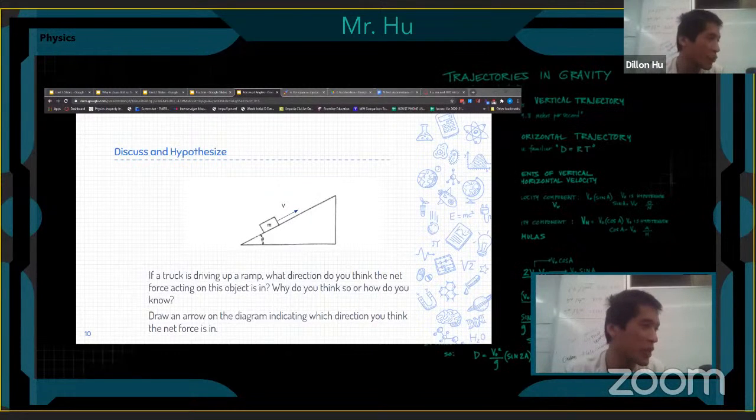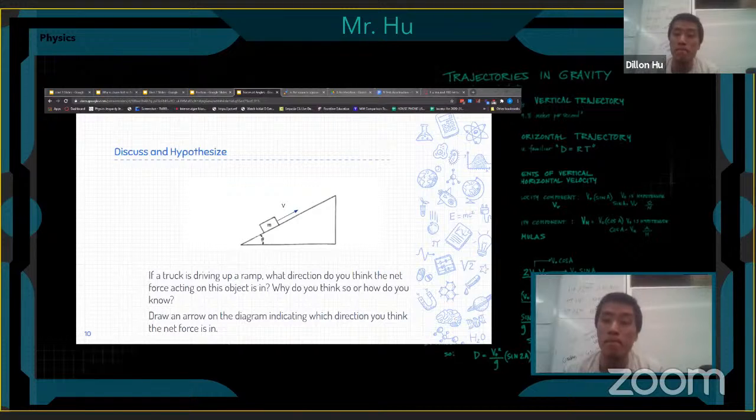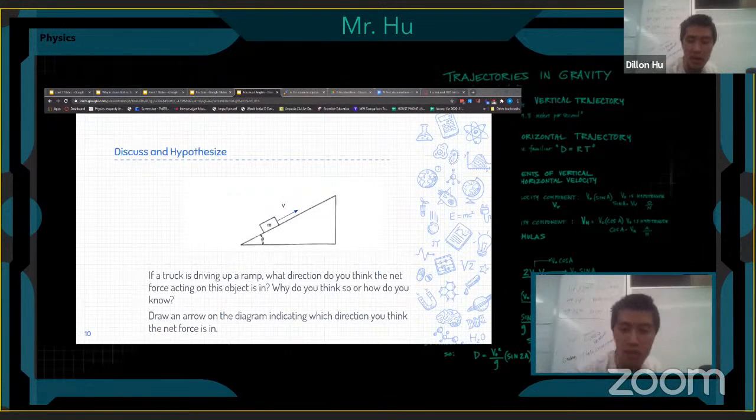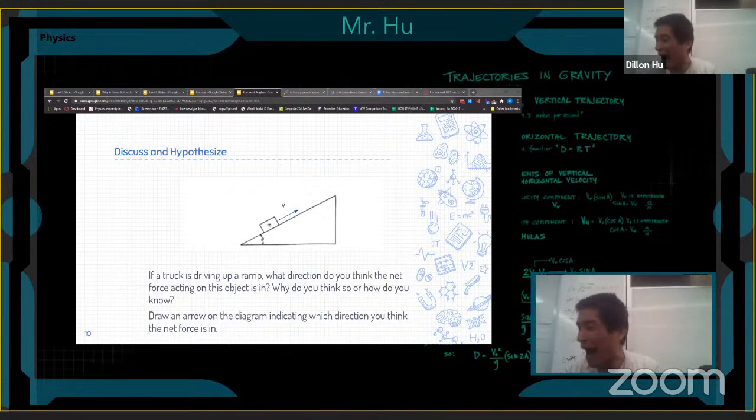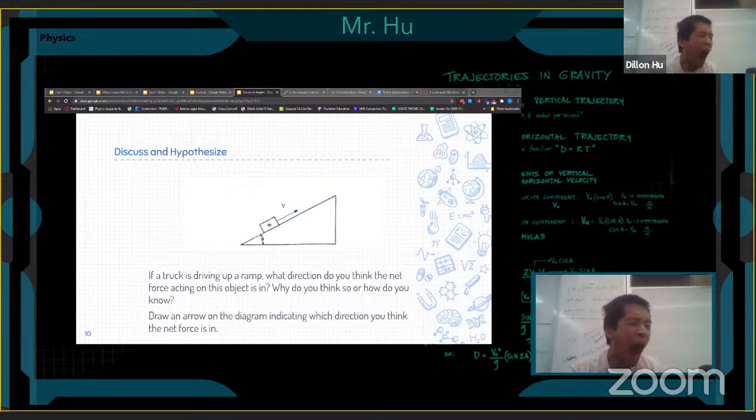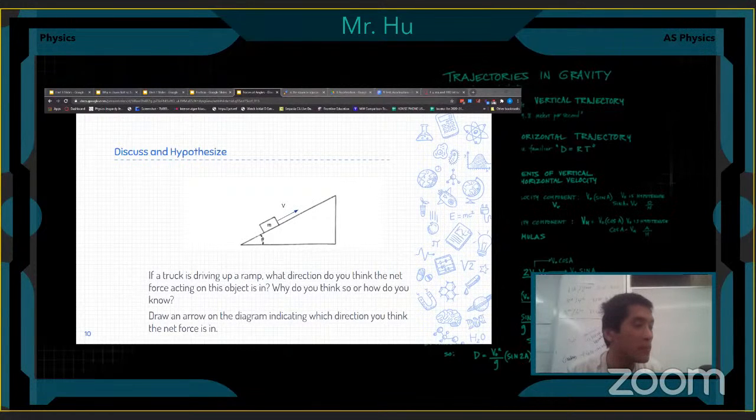Anyone have any ideas what the net force is or which direction it's in? What direction is the net force? Is it straight up? Is it down? Is it up the ramp? Down the ramp? To the side? It's parallel to the ramp, right?